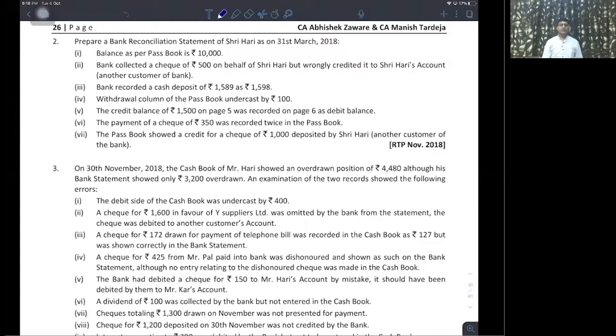Okay. Prepare a bank reconciliation statement of Srihari as on 31st March 2018. Balance as per passbook is 10,000. So your starting point now becomes the balance as per passbook. So every add or less have to be thought from the perspective of passbook. Bank collected a check of 500 on behalf of Srihari but wrongly credited to Srihari's account another customer of the bank. मतलब आपके अकाउंट के बजाय किसी और को क्रेडिट कर दिया.